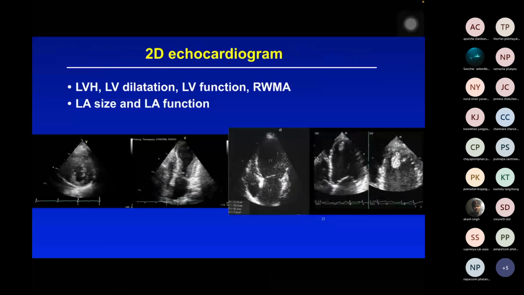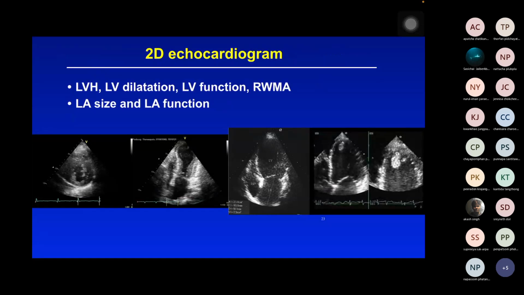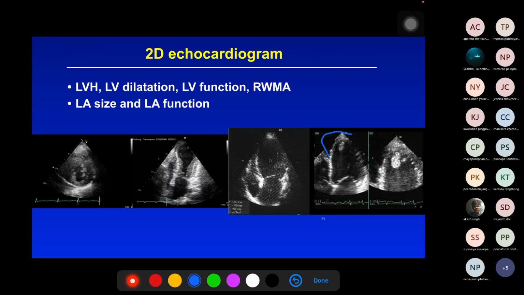Okay, that's basically how to evaluate diastolic function: look on the 2D echo to see LV thickness or not, look at the LV function, and look at the LA volume index. In this picture, you see the patient has a thrombus in the LV apex. So this patient is likely to have diastolic dysfunction and systolic dysfunction.